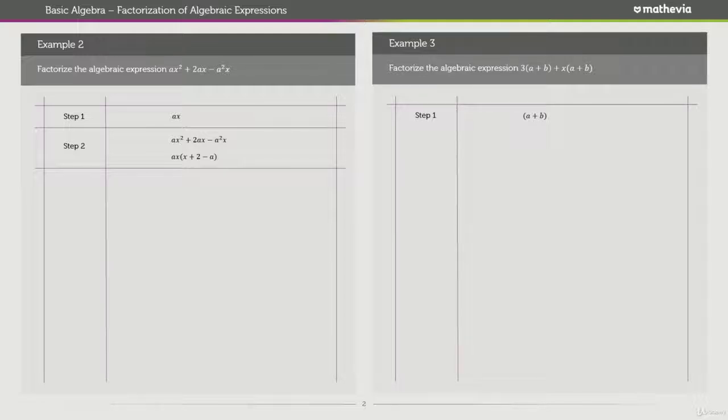If you're looking to factorize this, you can factorize using a plus b. You have a plus b, and then the first term divided by a plus b is 3, and the second term divided by a plus b is x. So you have a plus b, 3 plus x. Very simple, very straightforward. Let's move on.